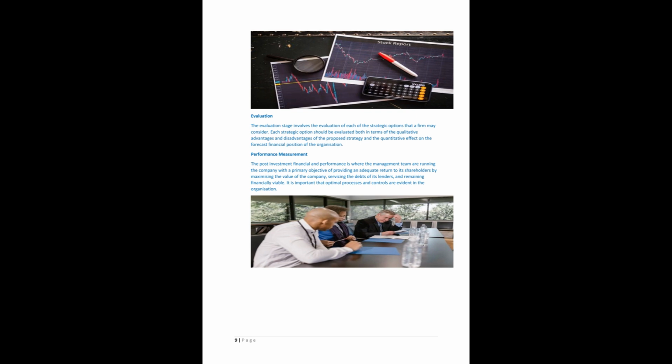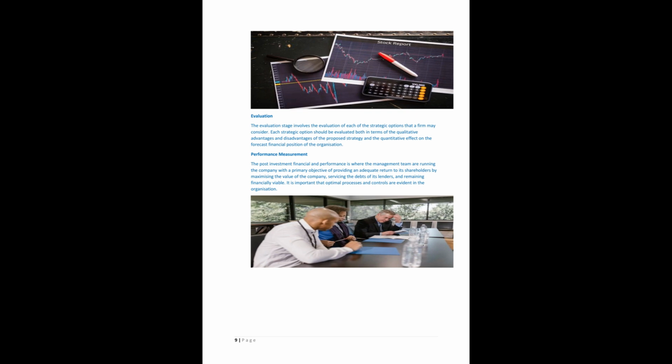financial position. After decisions are made and investments put in place, the focus shifts to managing the company to ensure it delivers an adequate return to shareholders. This means maximizing the company's value, meeting obligations to lenders, and maintaining financial health. To do this effectively, it's crucial that the organization has strong processes and controls to monitor and guide performance.